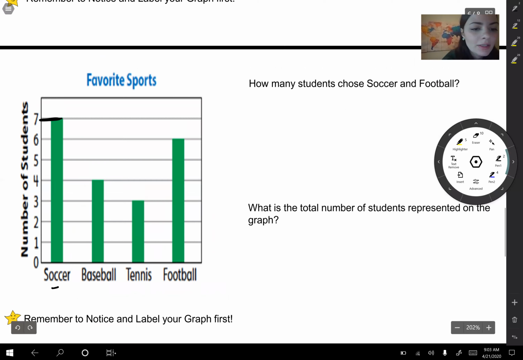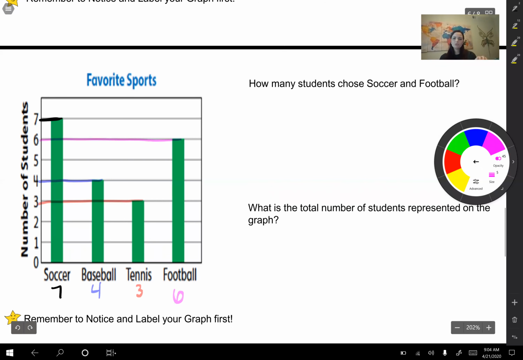Baseball ends at 4. Remember, I can't go like that. I have to go straight. Tennis ends at 3, and football ends at 6. Very important, okay?